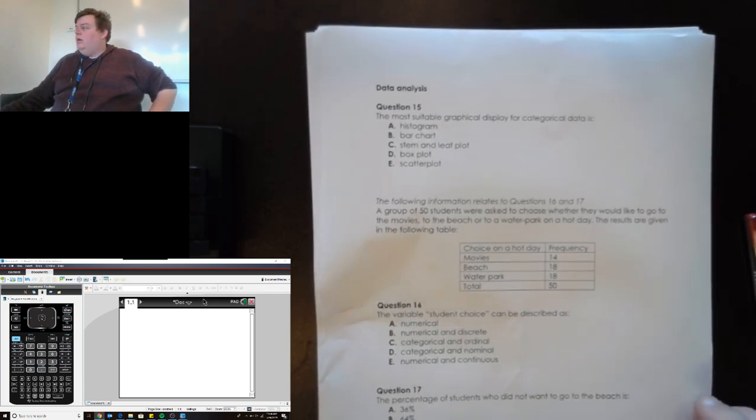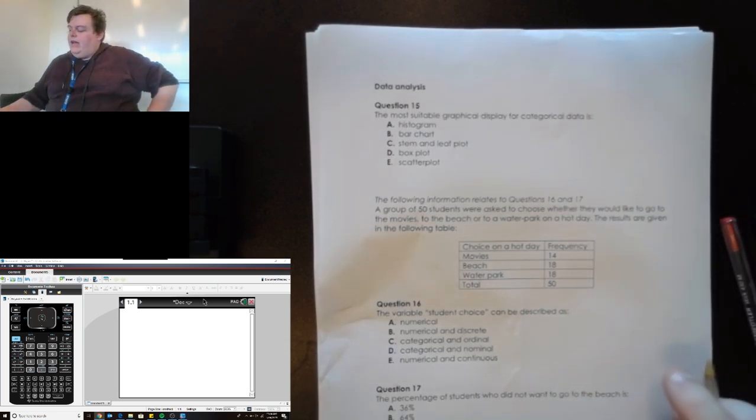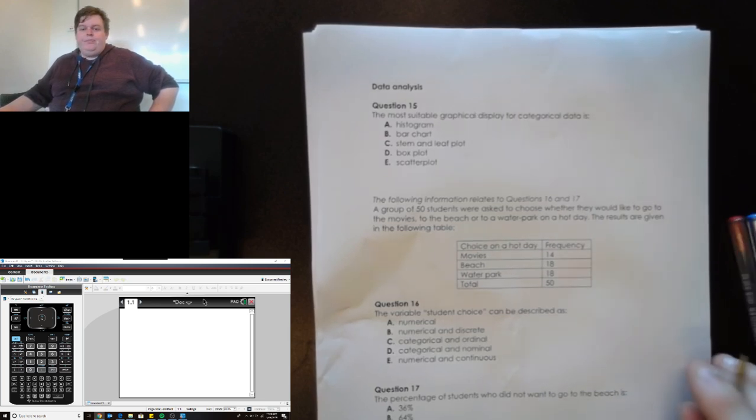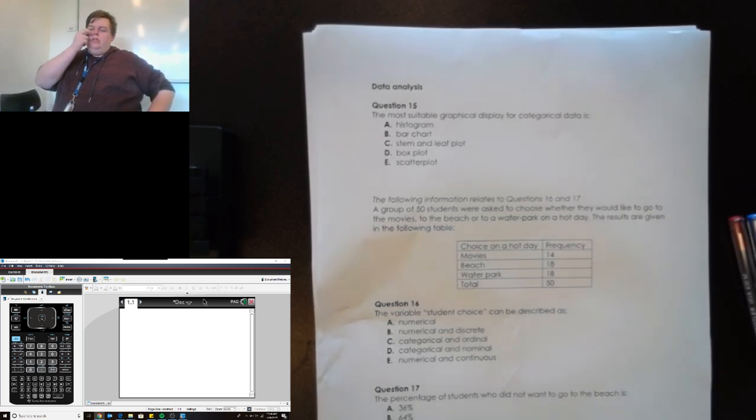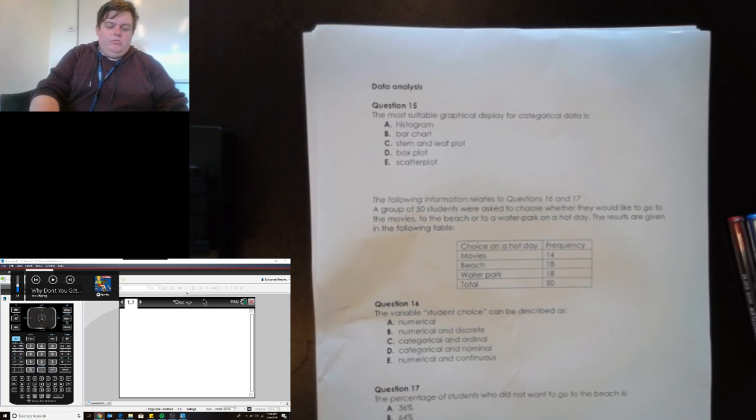All right. So first question: the most suitable graphical display for categorical data is. Okay. So when you're approaching these sorts of questions, what you're going to want to do is sort of rule out things to begin with. I better make sure that my audio is working while I'm at it. Yeah, it is. Beautiful.